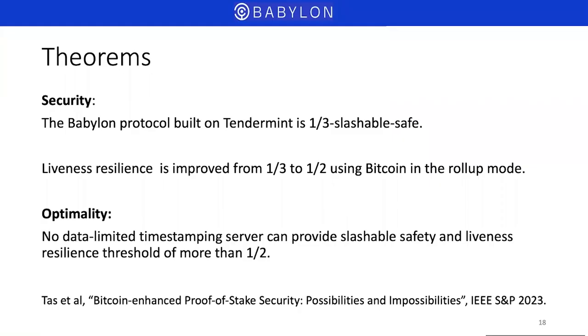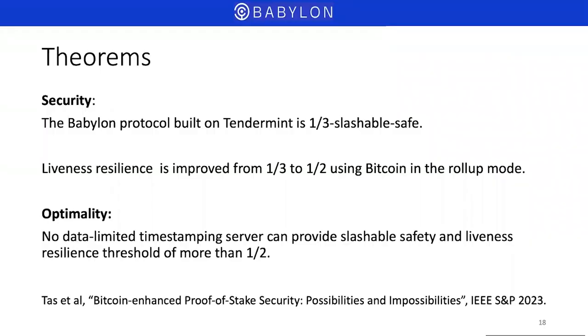Slashable means that you can also catch them with this crime and slash them before they unbond. So it's a stronger requirement. So if I give you an infinite unbonding period? Yes, exactly. And accountable would imply slashable. So in a permissioned protocol, which is the definition of an infinite unbonding period, accountability and slashability are the same thing. But in a permissionless proof-of-stake protocol, they're not the same thing.